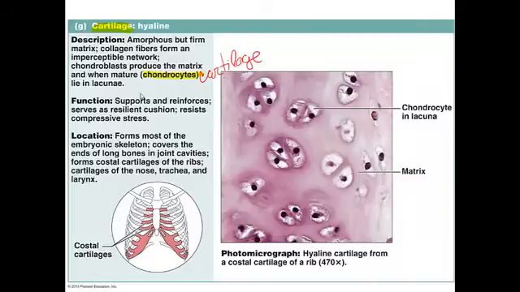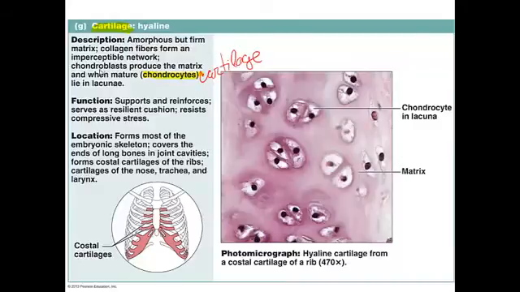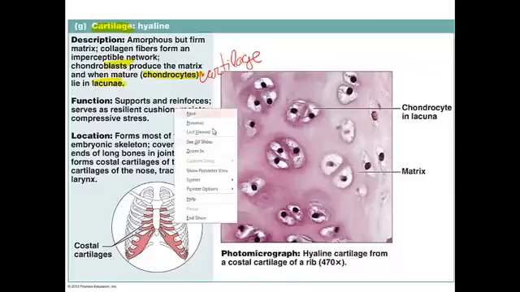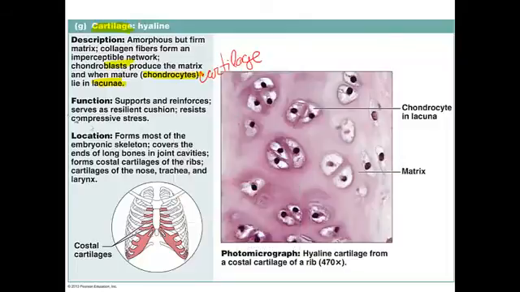So an immature cartilage cell is called a chondroblast. So remember, blast means immature cell. And when it's mature, it's now a chondrocyte in a space called a lacuna. So the word lacuna we're going to deal with in the next unit. And lacuna actually means space.